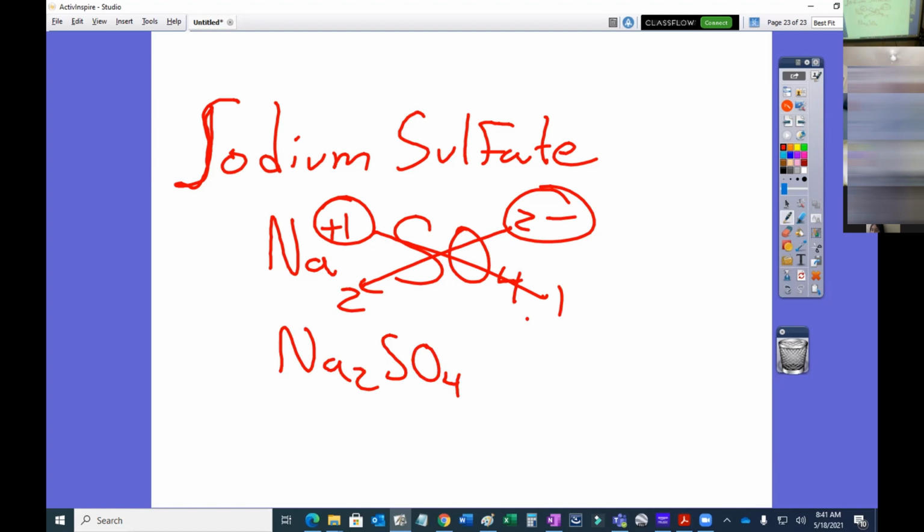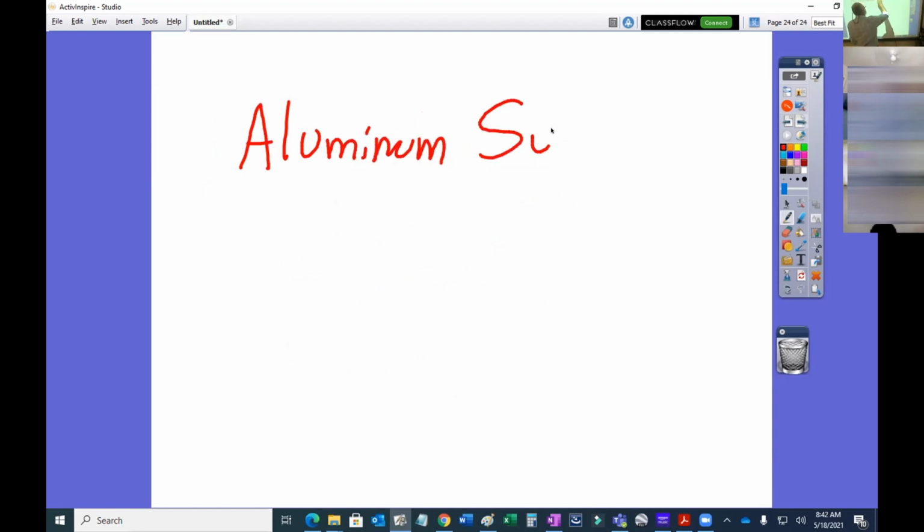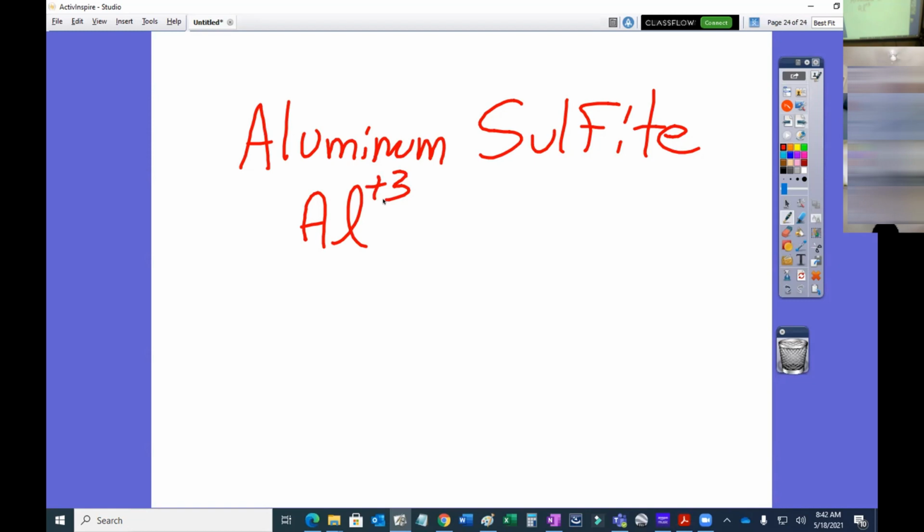Sodium sulfate. Anybody have a question on that? Let's do aluminum sulfite. What's the symbol for aluminum? Al. What was its likely charge? We did this earlier. +3. Now, sulfite is related to sulfate. It's 1 less oxygen, right? It's the ite. So if you learned that sulfate is SO4, then this has to be SO3, and it still has the -2 charge. All of the family members have the same charge.